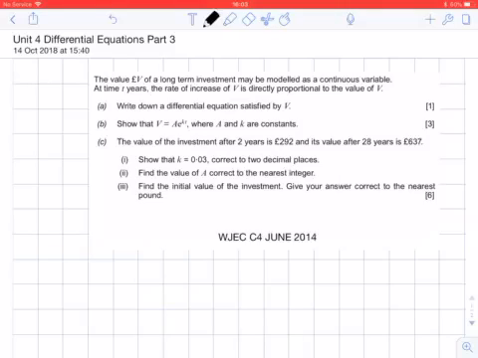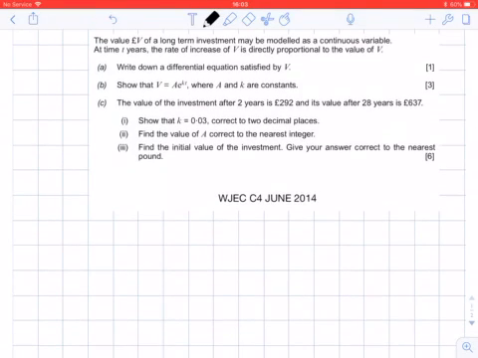So in this question, we're going to look at a standard contextual differential equation. The value of v pounds of a long-term investment may be modelled as a continuous variable. At time t years, the rate of increase of v is directly proportional to the value of v. So first of all, write down a differential equation.